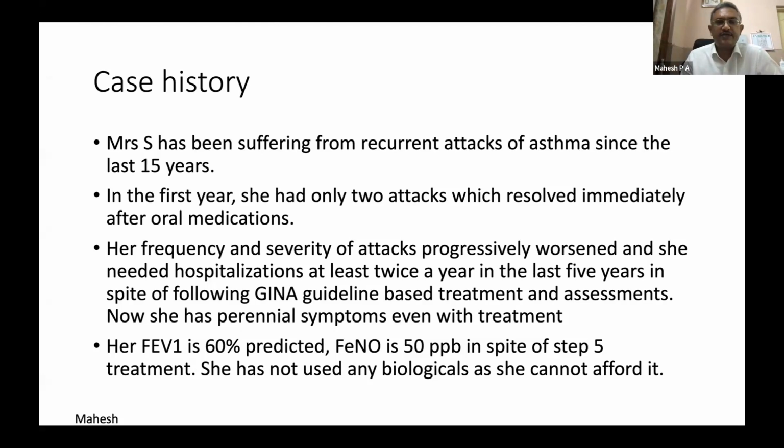She needed hospitalization at least twice a year in the last 5 years, in spite of following GINA guideline-based treatment as well as assessments. Now she has perennial symptoms even with treatment. Her FEV1 is 60% predicted when she is stable. FeNO is 50 in spite of step 5 treatment. She has not used any biologicals as she cannot afford it.